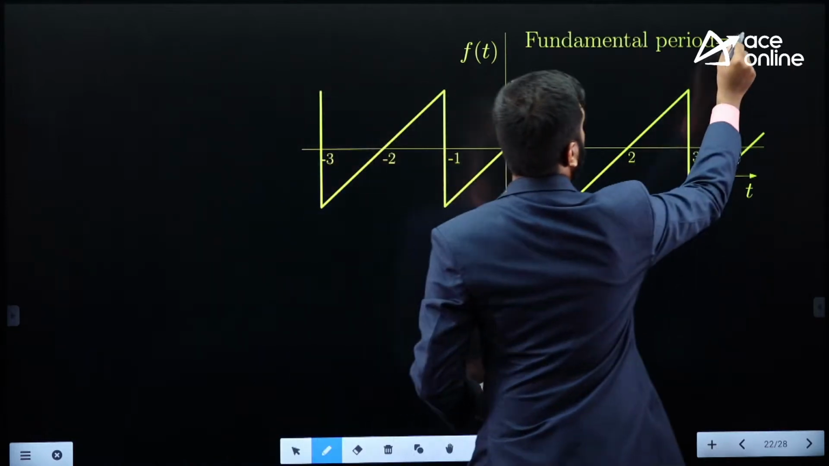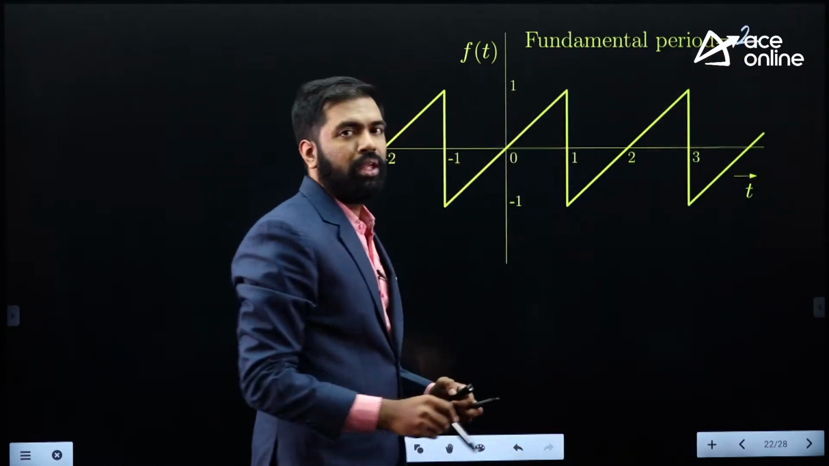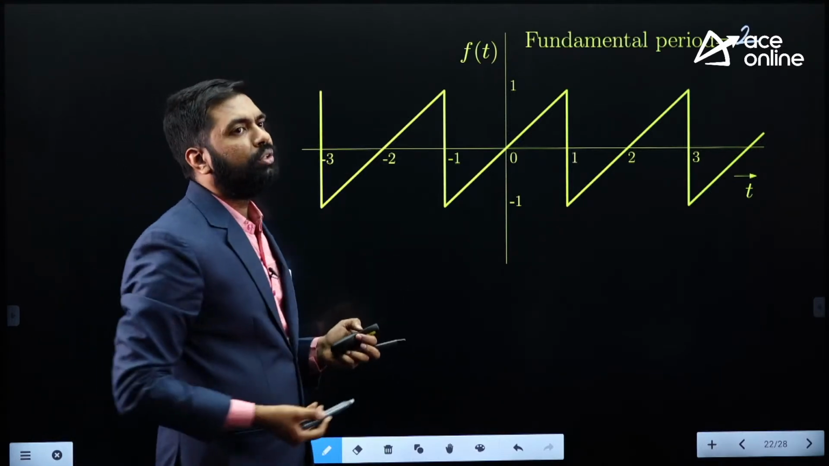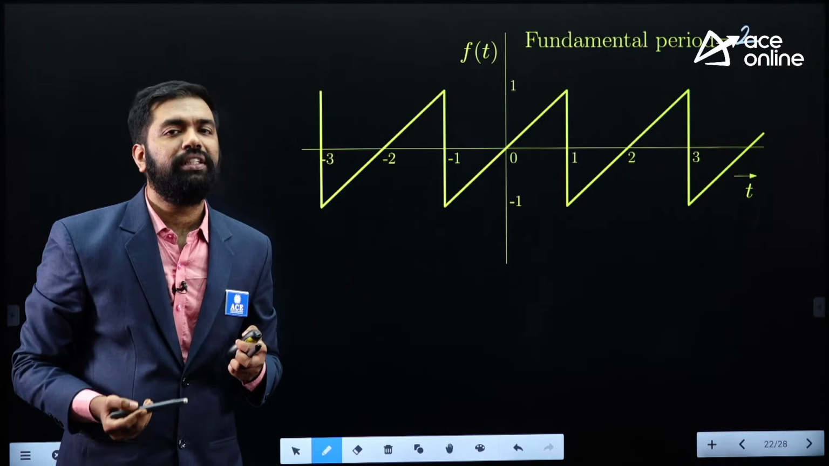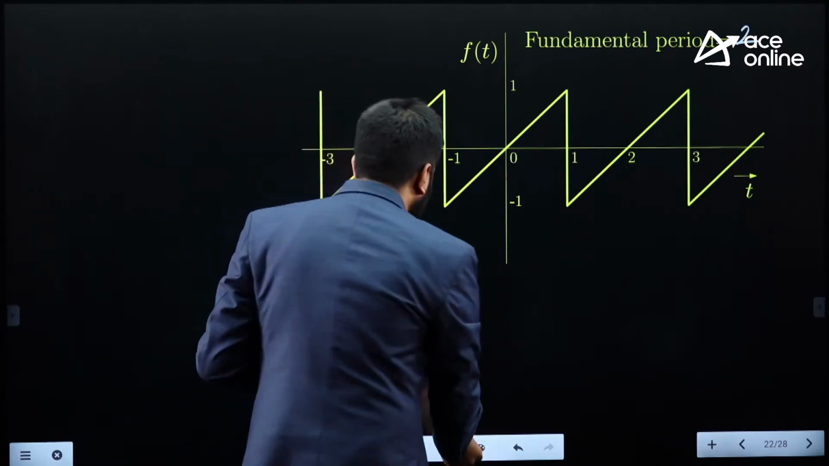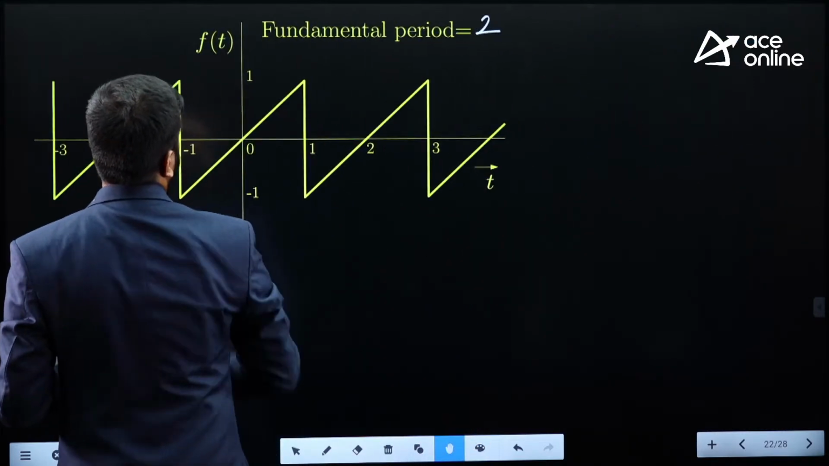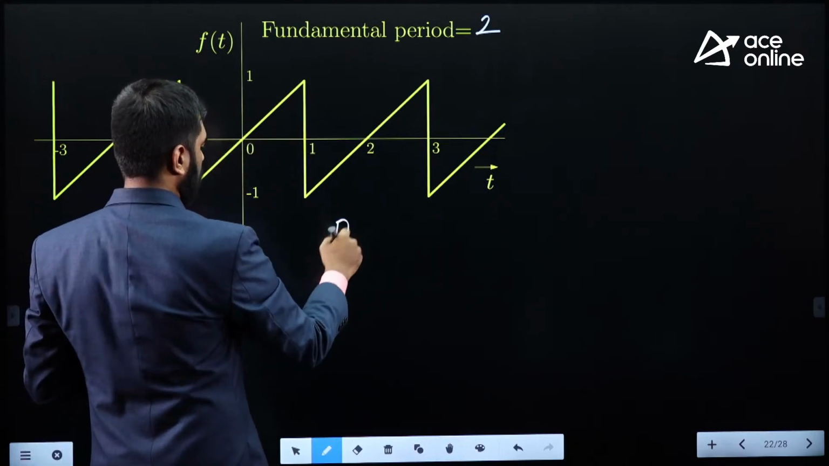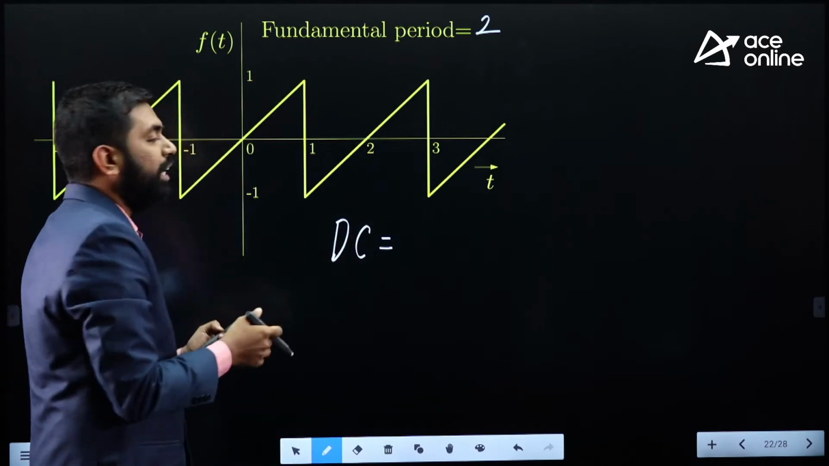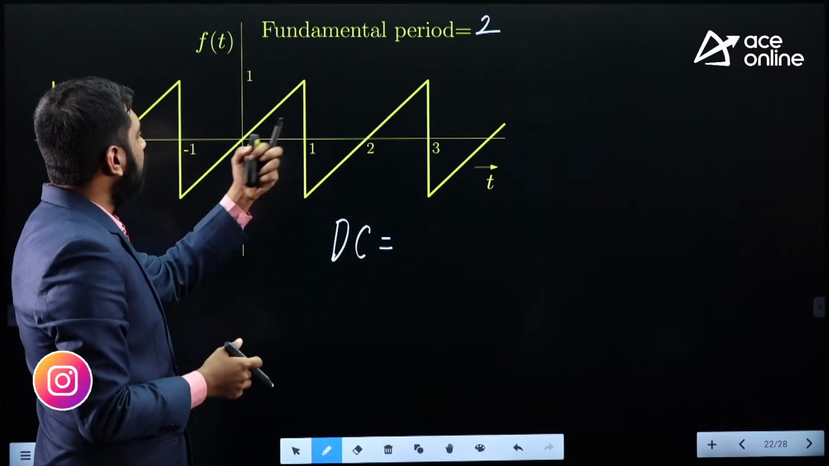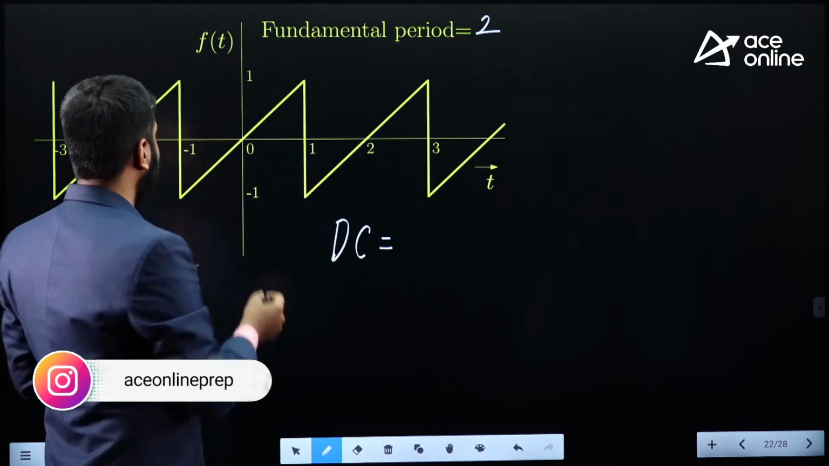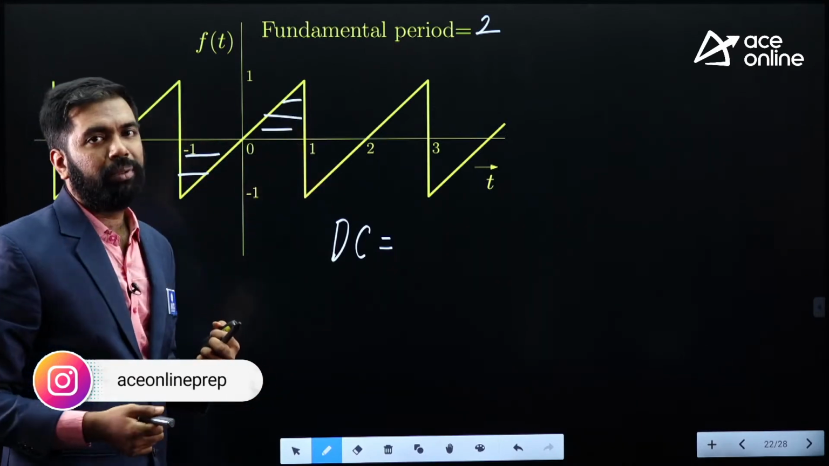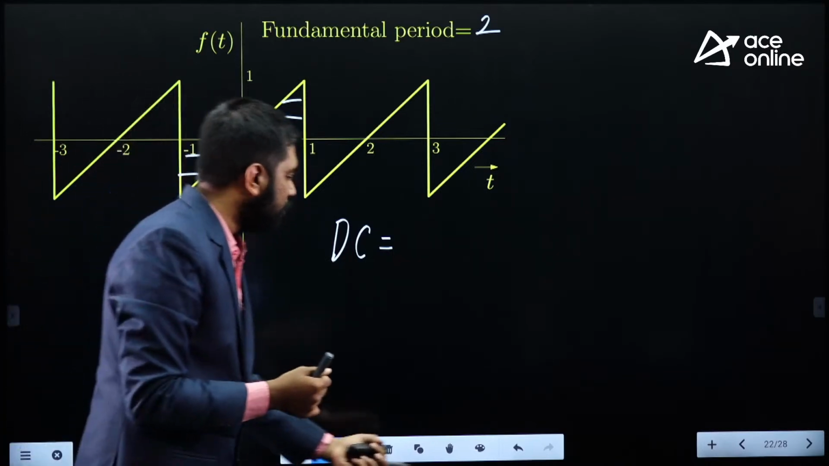So what's the fundamental period? It's 2 units. What are we supposed to do? We are supposed to look at what is the DC value, what kind of symmetry is present, and then what terms are present in its Fourier series representation. So how do you find the DC value? For the DC value, I have to integrate the periodic signal in one fundamental period. For example, if you integrate this and then divide by the fundamental period, obviously the DC value would be 0.